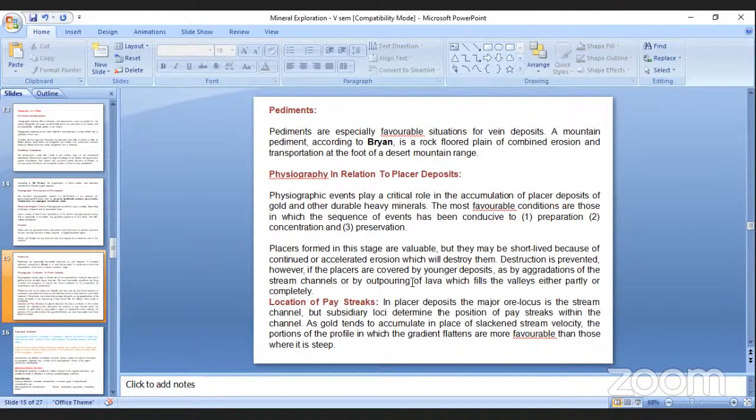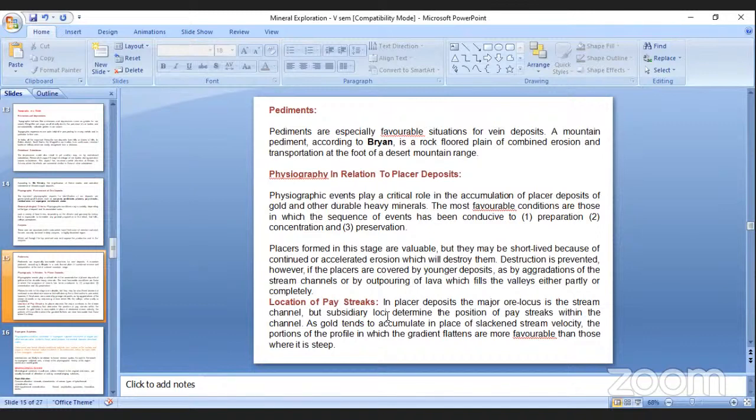And finally, these placers are covered by ingot deposits, because all this transported material moves from one place to another and settles down somewhere. The recently formed formations will be covered by the same deposits, and maybe by aggradation of the stream channels, and other factors will be there.